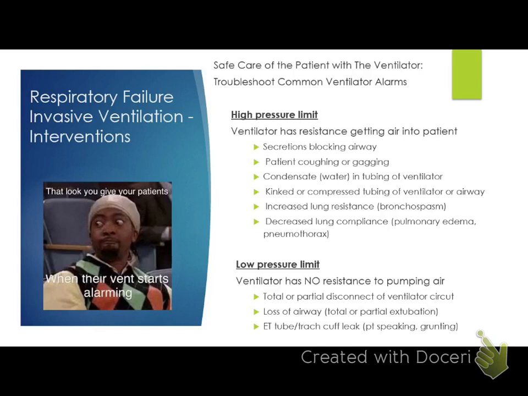And then this could be just that they're having a bronchospasm, maybe an asthmatic patient with a high pressure limit. Maybe it's time for their bronchodilator. Maybe they're having trouble getting air in. We're going to have to look at the whole thing, but I want you to know the reasons why high pressure limits happen and why low pressure limits happen, which is usually that something's not right. There's a disconnect somewhere. They extubated themselves or they've got a cuff leak. And what do you think you would do for those things? Take care of those things. So you would be on the lookout for that.